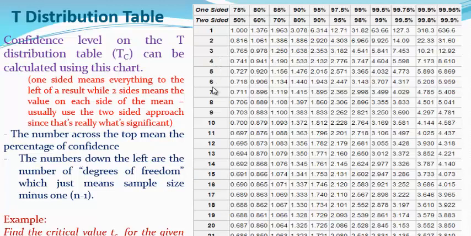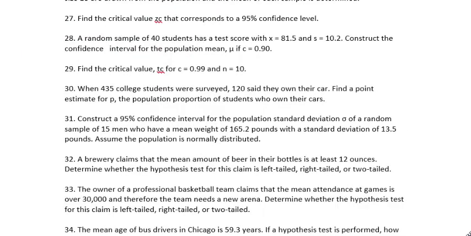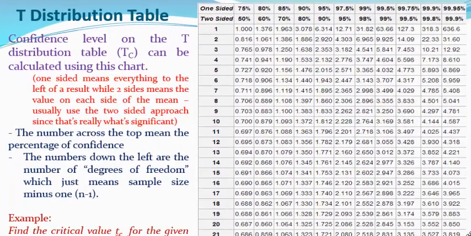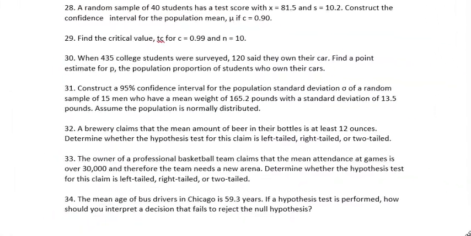And for the number, this is the degrees of freedom, and that's the sample size minus 1. The degrees of freedom is always n minus 1. So in this case, this is question number 29, we had n equals 10, so the degrees of freedom is 9. And the confidence interval is 99. So we'll take the 9, and we'll go across until we hit the 99 column on the two-sided data, which is over here. And it looks like your answer here is 3.250. Simple enough.